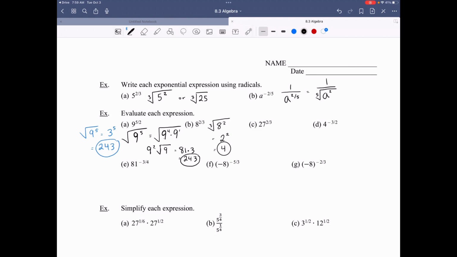Does C work the same way? We have 27 squared and the cube root of that. The cube root of 27 is 3, so we can take that out as 3 squared, and that equals 9. So it did work.